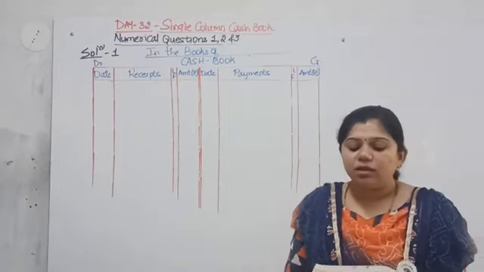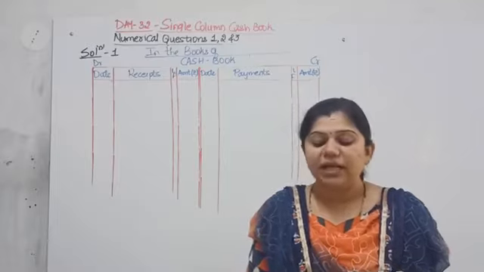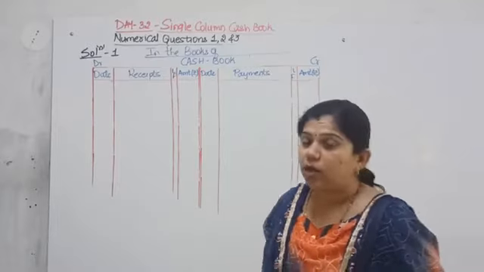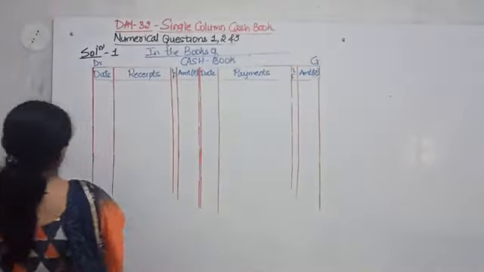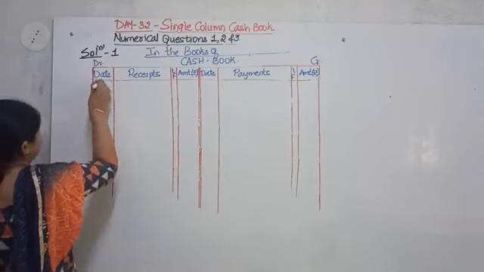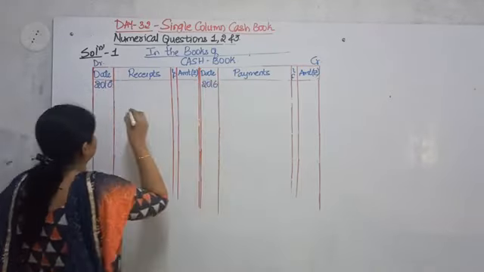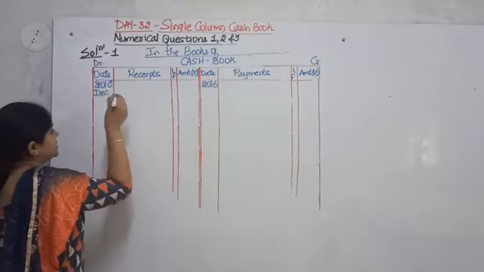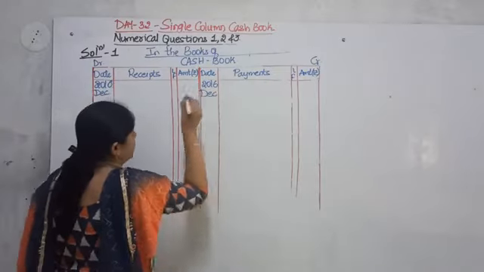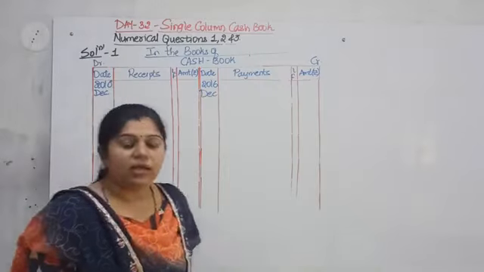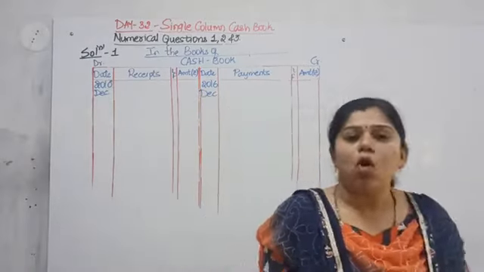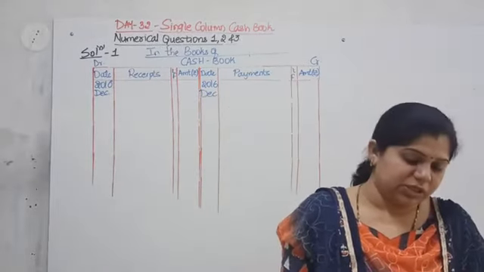First question. Enter the following transactions in a simple cash book for December 2016. So, write down the year first, that is 2016, and then write down December. Correct? Now what we have to do? We have to go on recording the transactions.